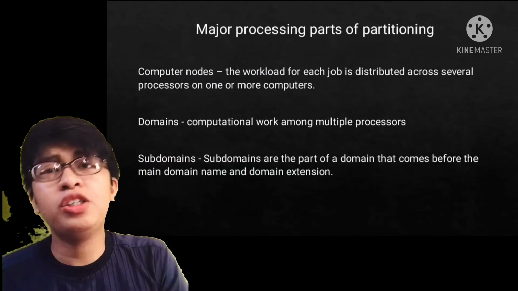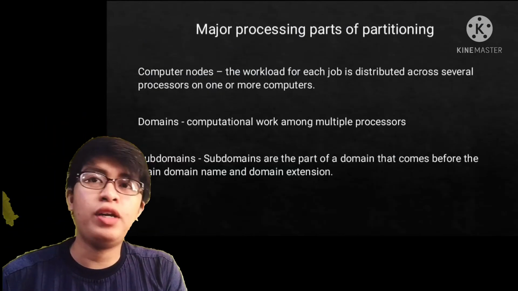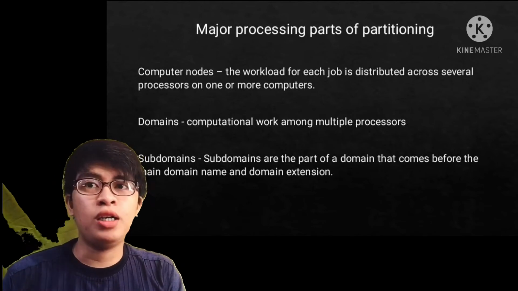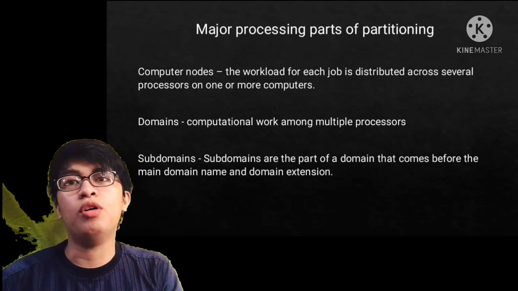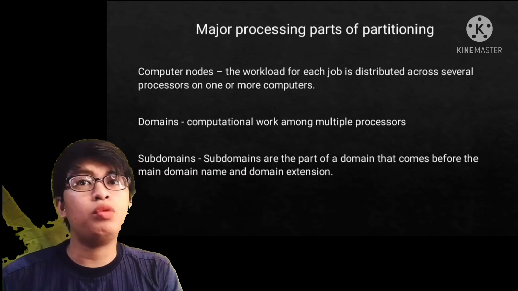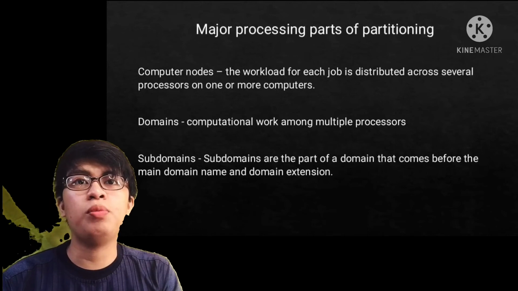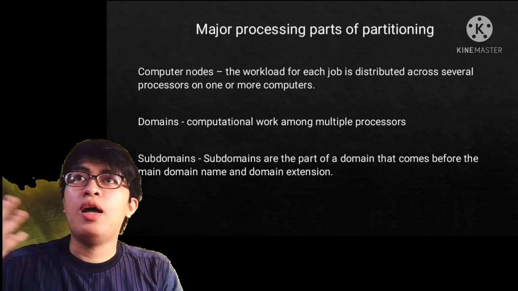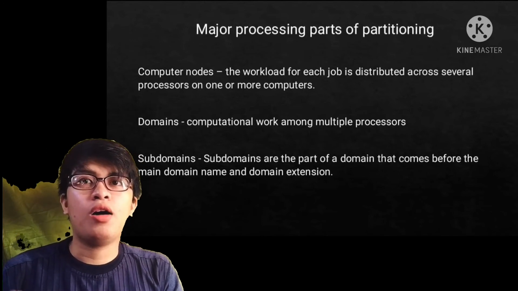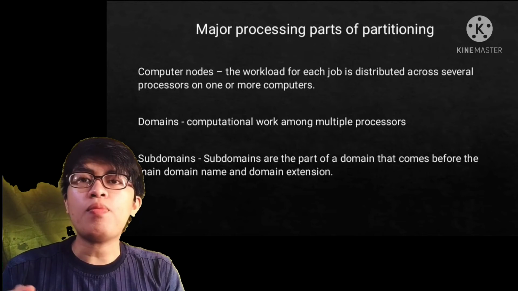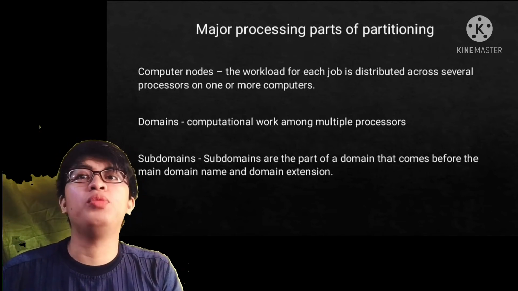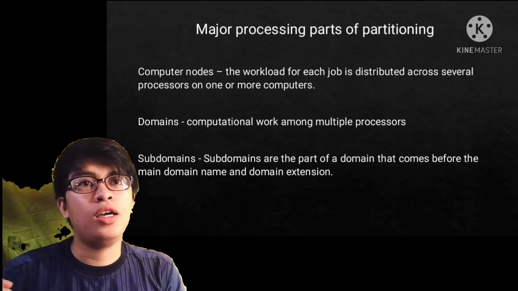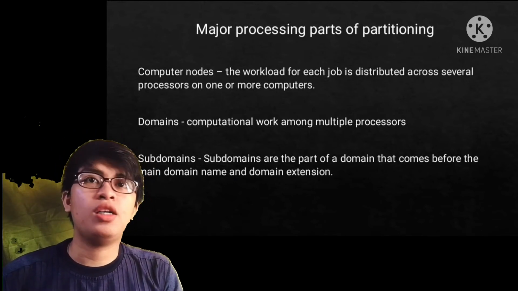Next, the major processing parts of partitioning. There are different kinds of parts of partitioning. First, the computer nodes. Second, the domains, and third, the subdomains. So what are the computer nodes? The workload of each job is distributed across several processors or one or more computers. As a programmer, computer nodes are where you can transfer datasets to other computer nodes. Examples of computer nodes may be your gadgets, cell phones, tablets, and so on.